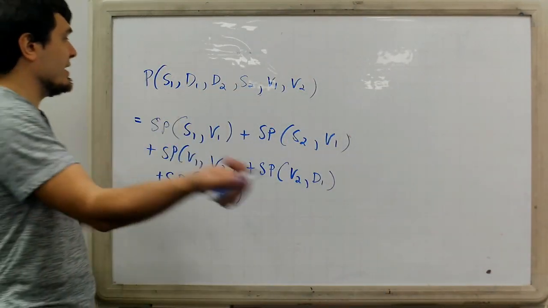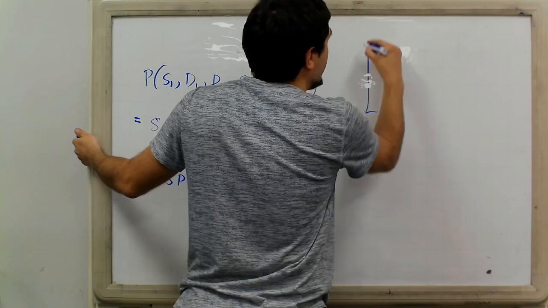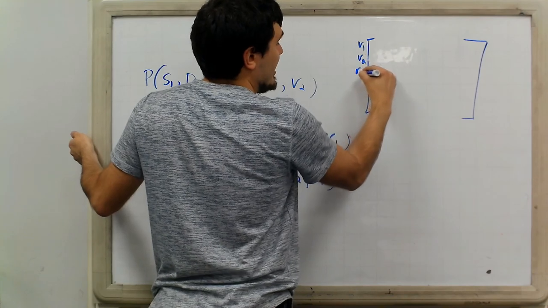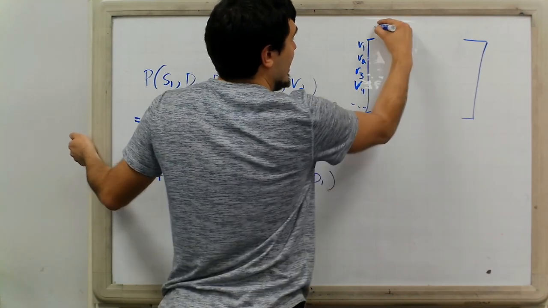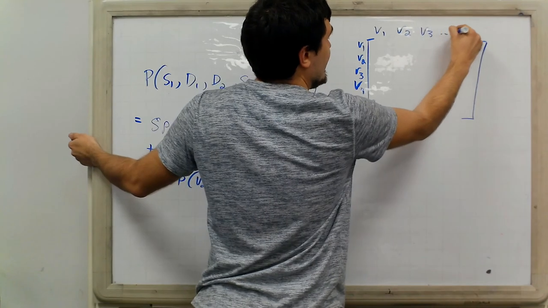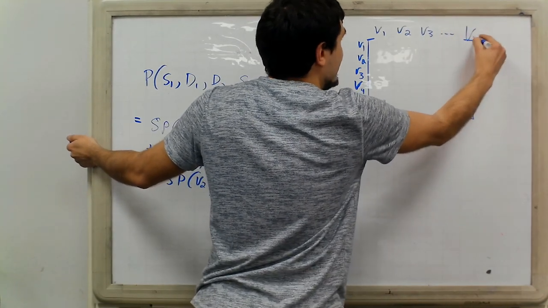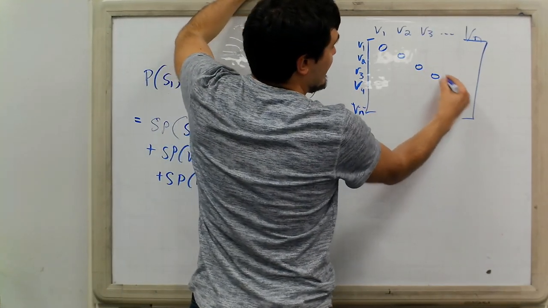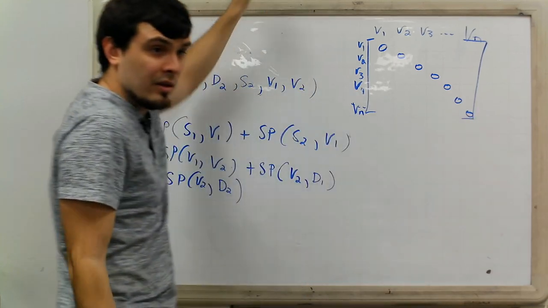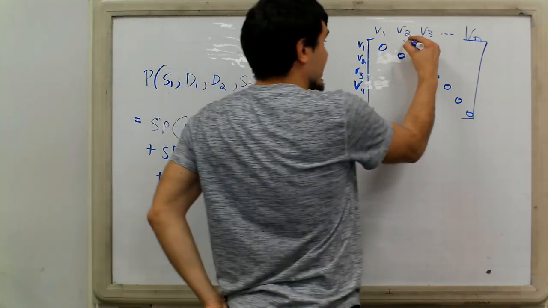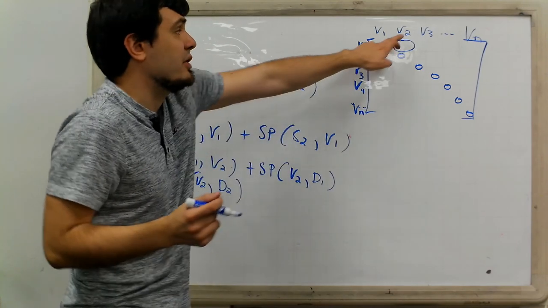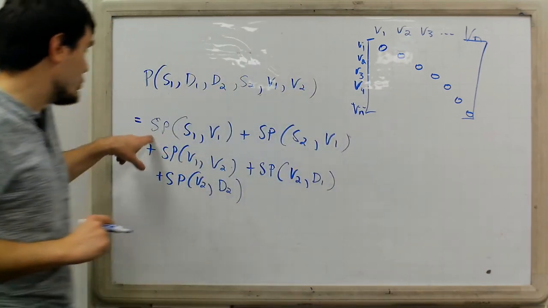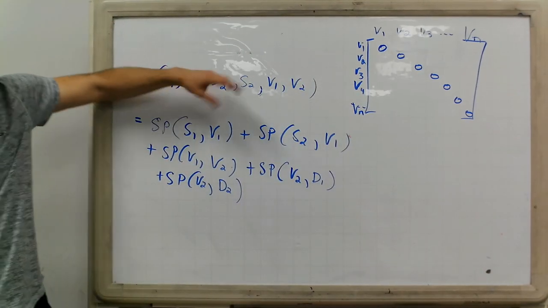where we pre-compute basically a matrix, where you've got V1, V2, V3, V4, dot dot dot over here, and V1, V2, V3, dot dot dot. So this is a shortest path matrix. It's got zeros along the main diagonal here because the distance of a vertex to itself is zero. And here, for example, you have the shortest path between V2 and V1. If we pre-computed this matrix, then each one of these expressions is just a constant time lookup in this matrix.